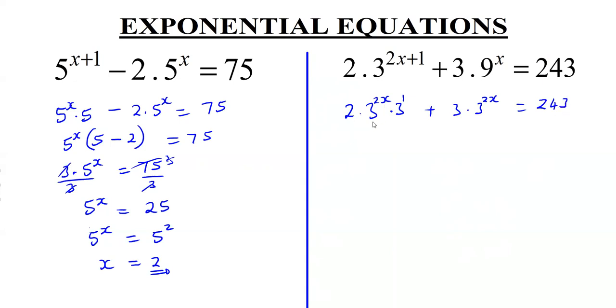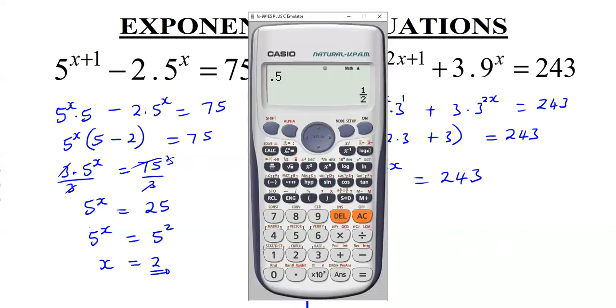Then now what we have here in common is 3 to the power of 2x. So you factor out 3 to the power of 2x outside. Inside you're going to be left with 2 times 3 plus 3 is equal to 243. Then here 2 times 3 is going to give us 6, plus 3 is going to give us 9. So here is 9 times 3 to the power of 2x is equal to 243. Then here you divide 243 divided by 9, we get 27.